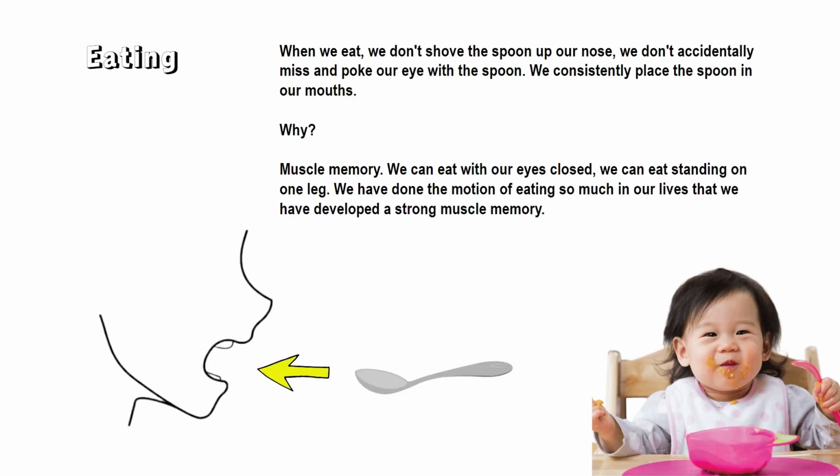Now the first example is eating. When we eat, we don't shove the spoon up our nose, and we don't accidentally miss and poke our eye out with the spoon. We consistently place the spoon in our mouths. Why? Muscle memory. We can eat with our eyes closed, we can eat standing on one leg. We've eaten so much that all of these tasks are easy. Now we have done the motion of eating so much in our lives that we have developed a strong muscle memory. Now toddlers are messy eaters. This is because toddlers have not fed themselves enough to have developed a strong muscle memory. This is why their face is all smudged with food.